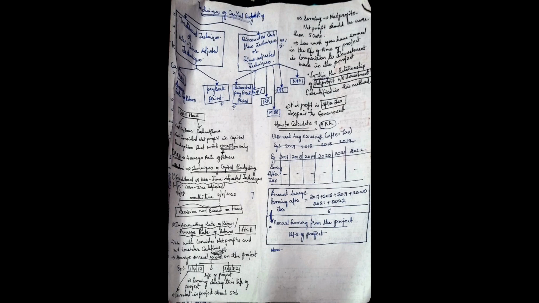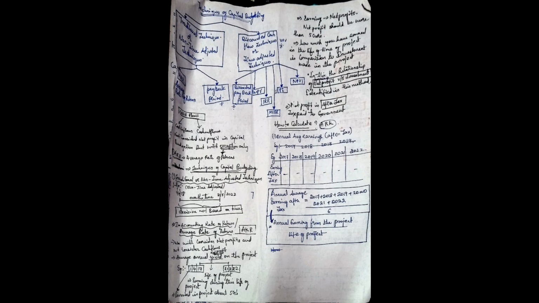How will we calculate the ARR? First we calculate the annual average earnings, which is after tax. For example, you have a project from 2017 to 2022, a span of years: 2017, 18, 19, 20, 21, 22. So here we are finding the earnings after tax. How do we calculate it? Annual average earning after tax is equal to the annual earning from the project divided by the life of the project.